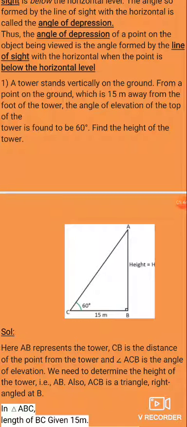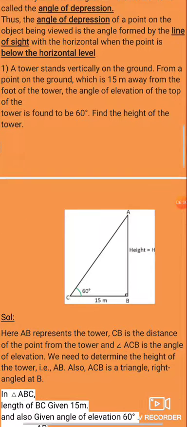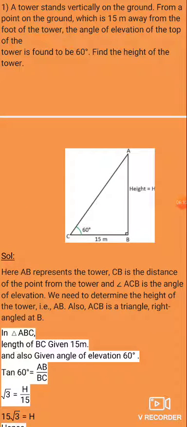In triangle ABC, here we need to find out which one? AB. So, we need to consider the trigonometric ratio including the side AB. So, in triangle ABC, AB by BC is equal to opposite by adjacent, which is equal to what? Tan. Okay, there is a trigonometric ratio tan. Tan 60 is the acute angle. So, AB by BC is equal to tan 60. Now, what is the value of tan 60? Yes, it is root 3.